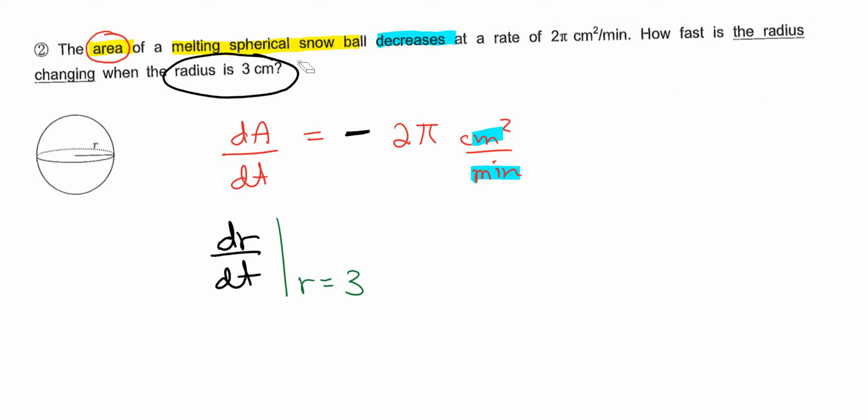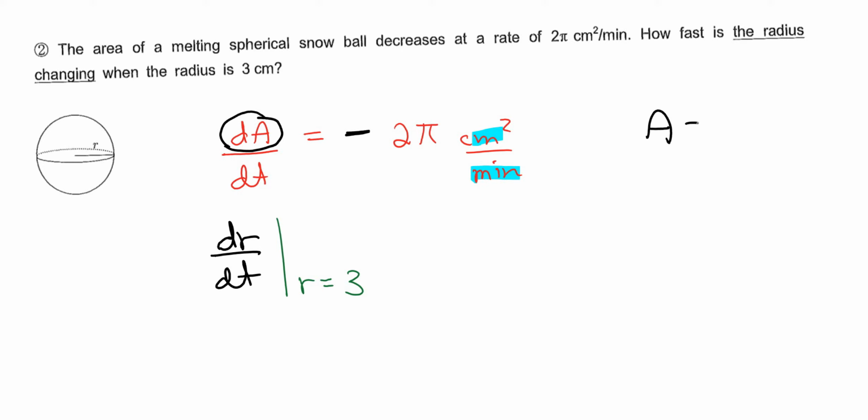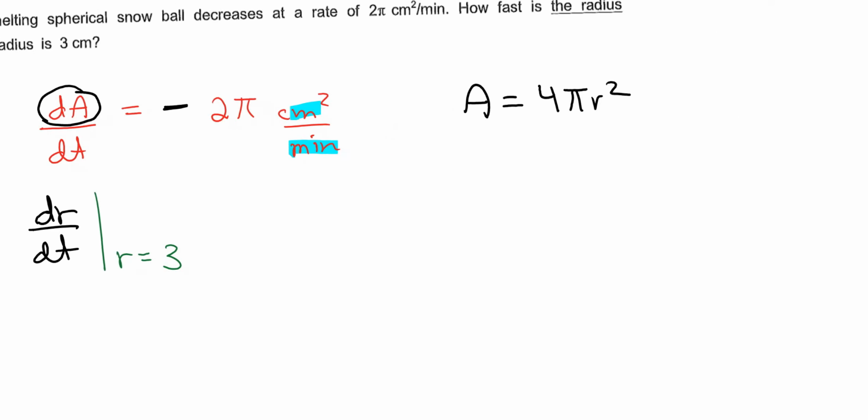Okay, now that you've read the problem and translated all the words into derivative expressions, let's go ahead and solve this problem here. And since we're trying to find how fast the radius is changing when the radius is equal to 3, for this sphere, we need to know how the radius is connected to the area here. So if you don't have this formula here, the area of a sphere is A equals 4 pi r squared. Okay, and then what you're going to do after that is take the derivative of the left-hand side and the right-hand side with respect to time.